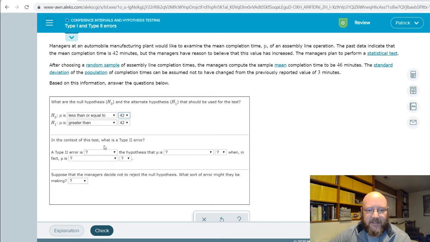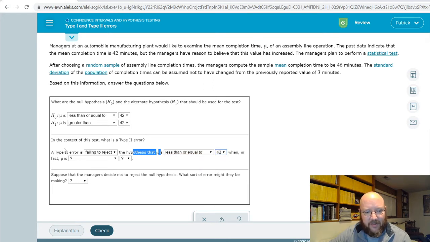In the context of this test, what is a type two error? So remember, type two is when I fail to reject the null, but the alternate is actually true. And so a type two error is failing to reject the null hypothesis, okay? And this is why you always do this part first here, because a type two error is where you fail to reject your null hypothesis. This is your null hypothesis, so put that in exactly like it is.